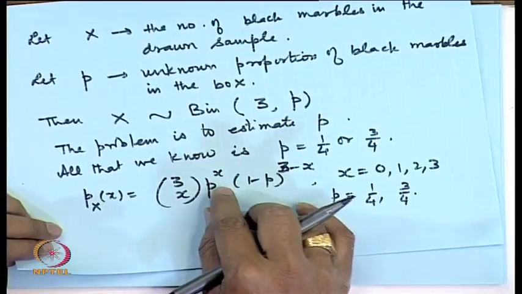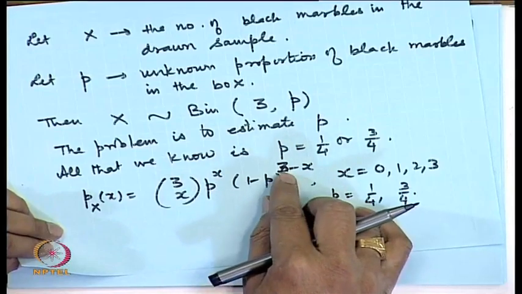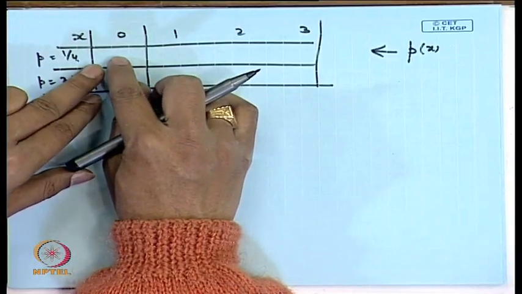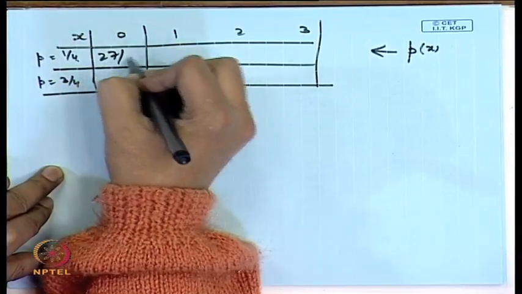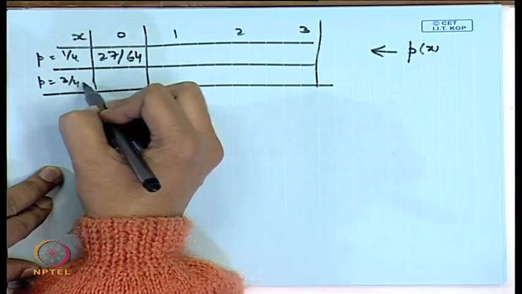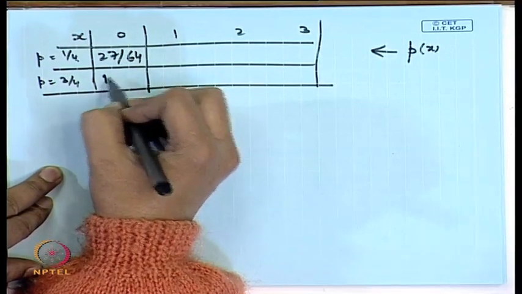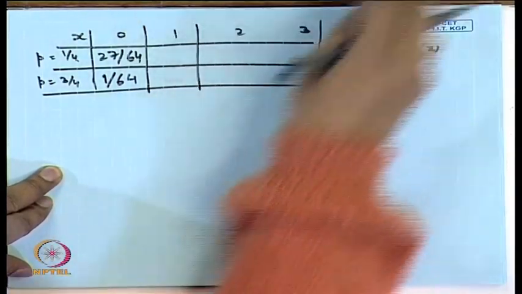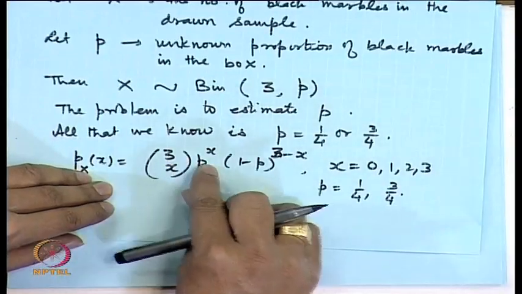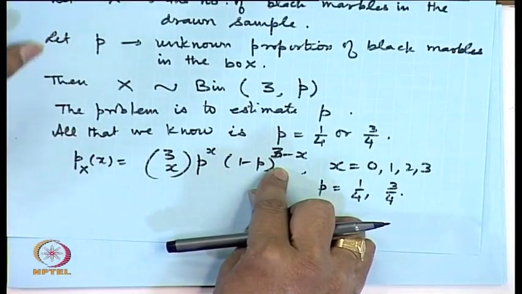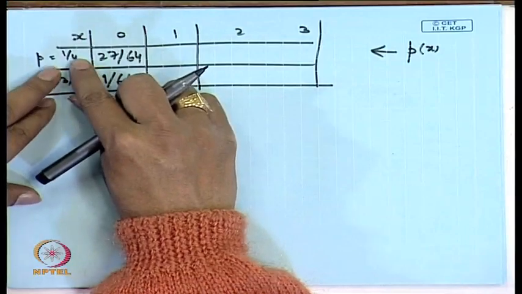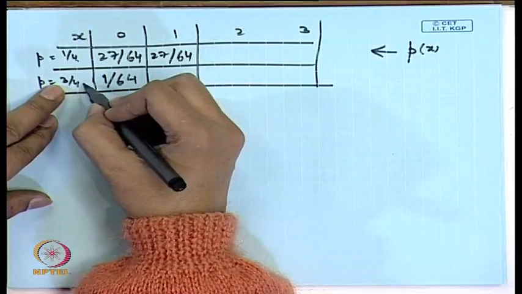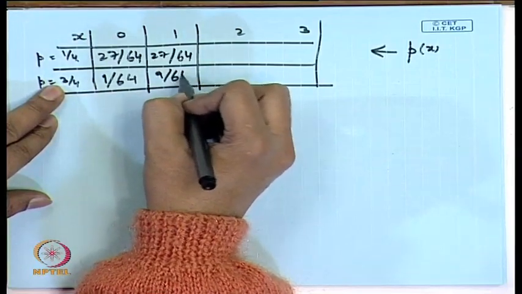What is the probability that x is equal to 0 when p is equal to 1 by 4? In this one if we put x equal to 0, I get 1 minus p cube. So, 1 minus p cube, if p is equal to 1 by 4, it becomes 3 by 4 cube, that is 27 by 64. When p is equal to 3 by 4, this becomes 1 by 64. Similarly, let us consider x is equal to 1. This is 3 p into 1 minus p square. So, again for p is equal to 1 by 4, this value turns out to be 27 by 64, whereas for 3 by 4 it turns out to be 9 by 64.